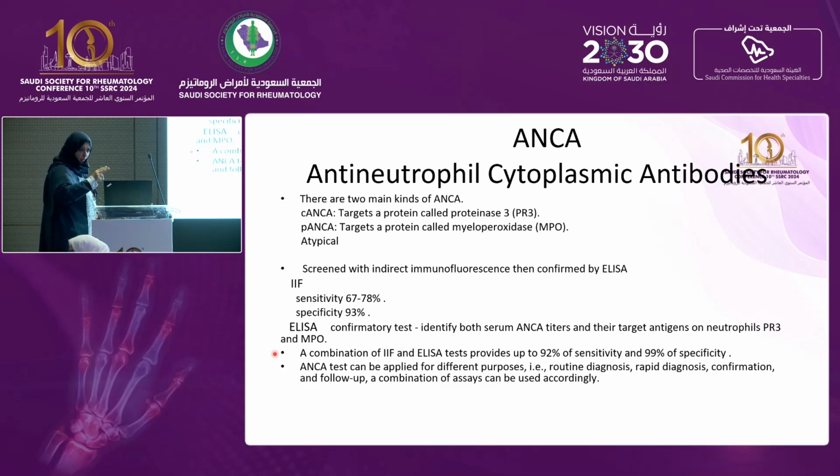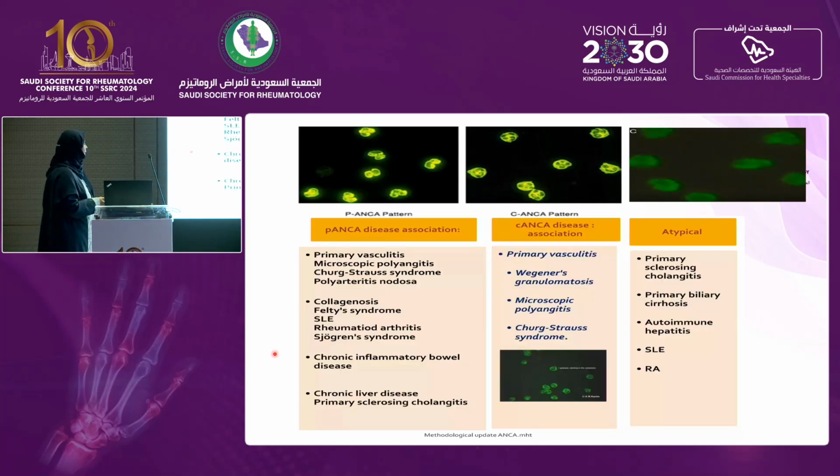A combination of both, of course, will be better. You will do ELISA and immunofluorescence, so the sensitivity and specificity can reach 95 to 99%. If you have an emergency, immunofluorescence is fast, it will give you a faster result than the other, but both of them can be applied.